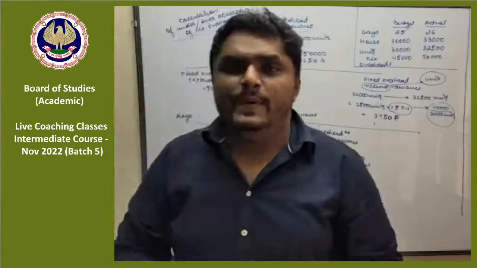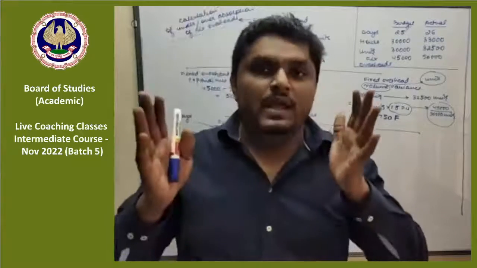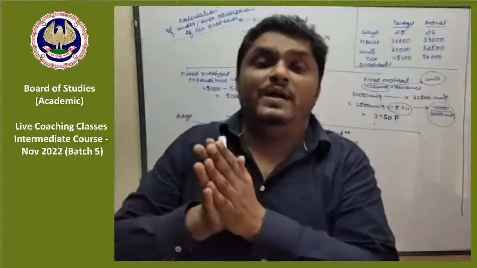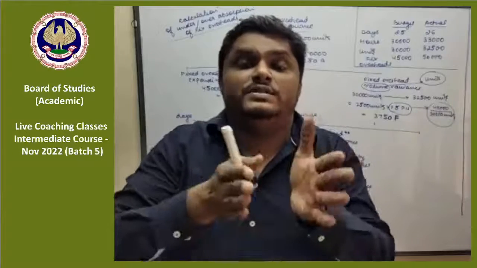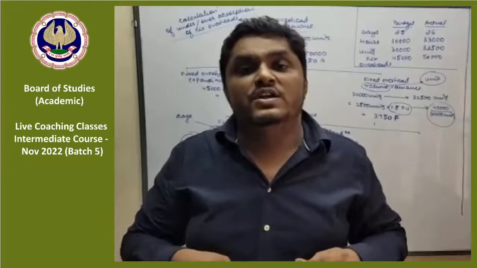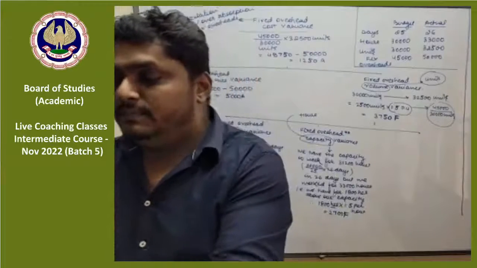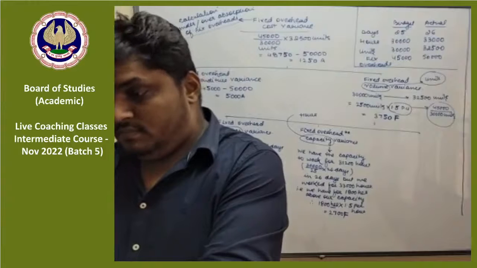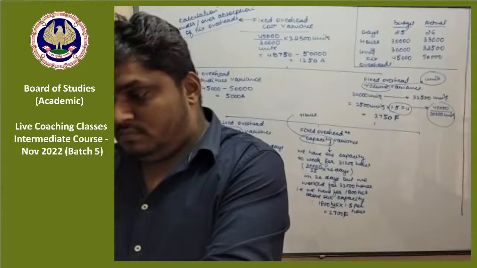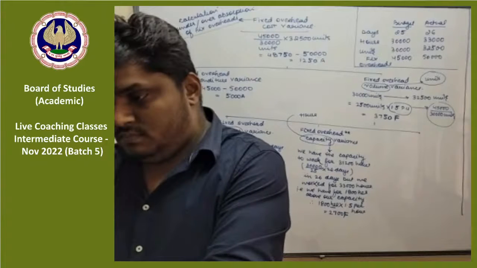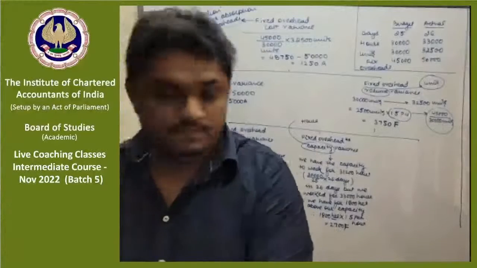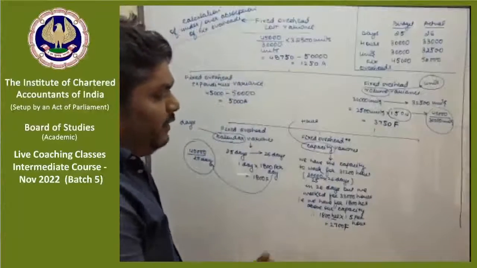Shivani, keep the thing very simple, my dear. We were supposed to manufacture 30,000 units, but we manufactured 32,500 units. So how many extra units did we manufacture? 2,500. So that's why it is favorable, Shivani. I have written it for your reference.